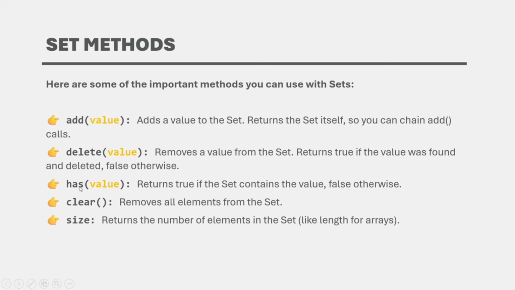Then we also talked about the has method. To this method also, we need to pass the value, and this has method checks if the passed value is present in the set or not. If the value is present, it will return true. Otherwise, it will return false. Then we also have this clear method, which removes all the items from the set. And I'll show you that in a bit. And we also have this size property, which returns us the number of elements in the set.